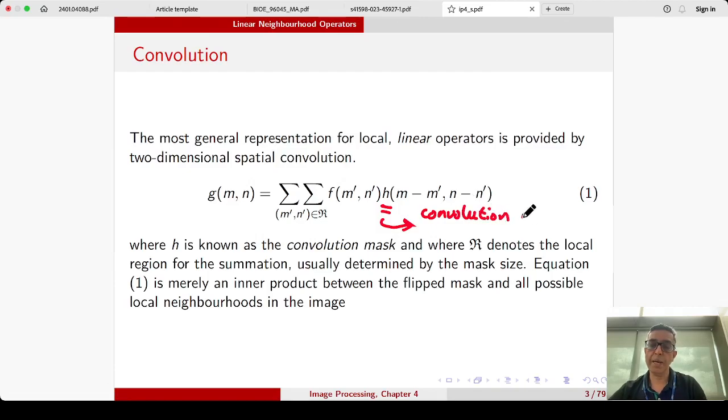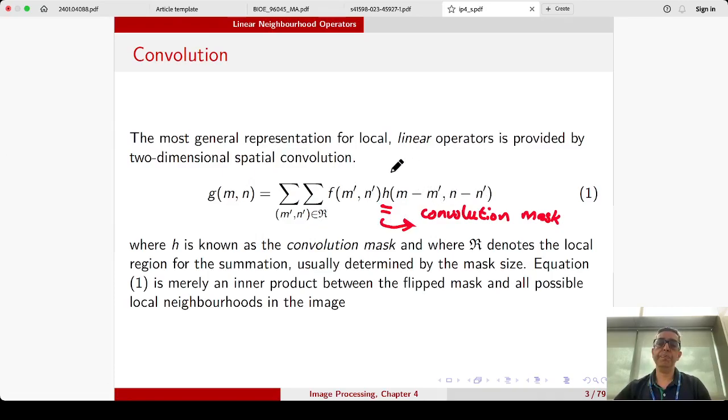So, convolution mask. By changing the values of the convolution mask, we can get different mappings between the input image and the output image. But in all cases, this equation holds for that linear mapping. So let's deconstruct this equation a little bit more.